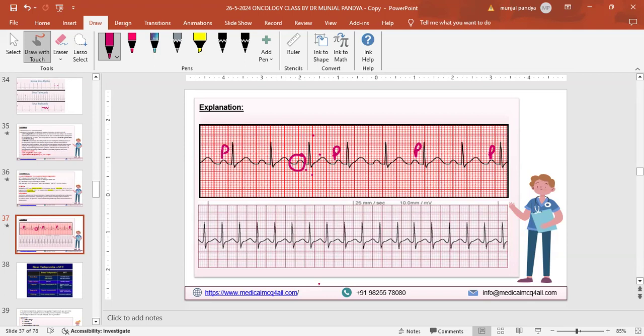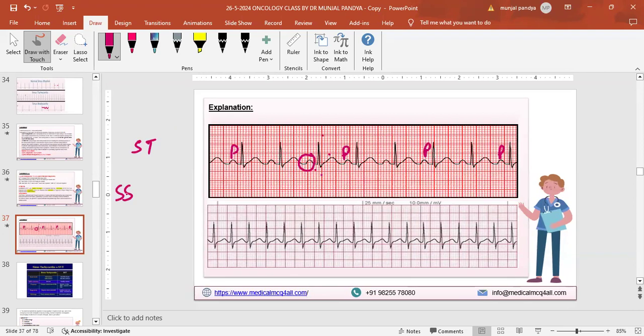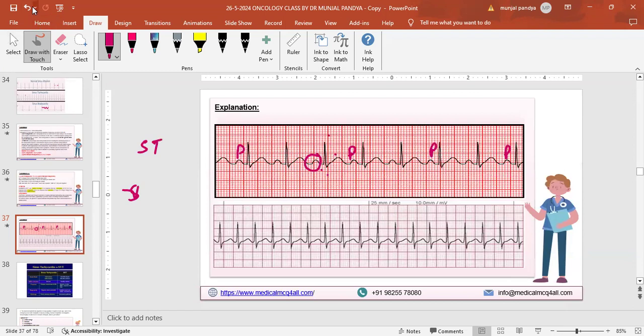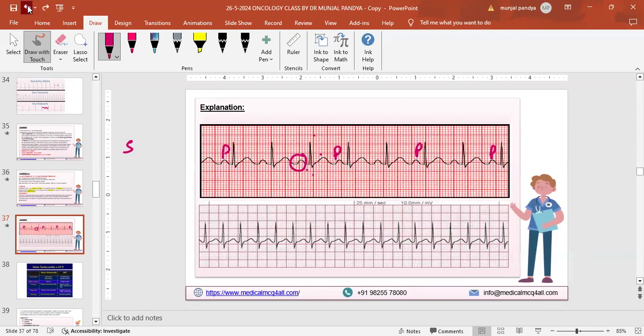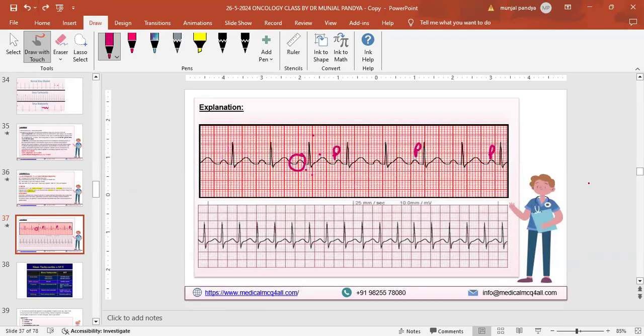No. So the biggest difference between sinus tachycardia and supraventricular tachycardia is that in sinus tachycardia, P is followed by QRST. Here the first wave is P and the last wave is T, which you cannot differentiate. So P and T are overlapped. You cannot differentiate P and T properly.